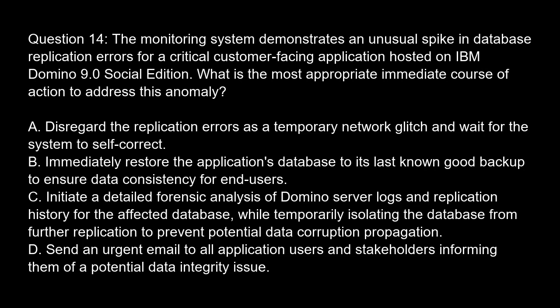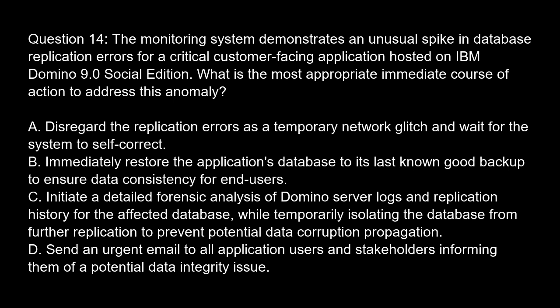The monitoring system demonstrates an unusual spike in database replication errors for a critical customer-facing application hosted on IBM Domino 9.0 Social Edition. What is the most appropriate immediate course of action to address this anomaly? Option A. Disregard the replication errors as a temporary network glitch and wait for the system to self-correct.